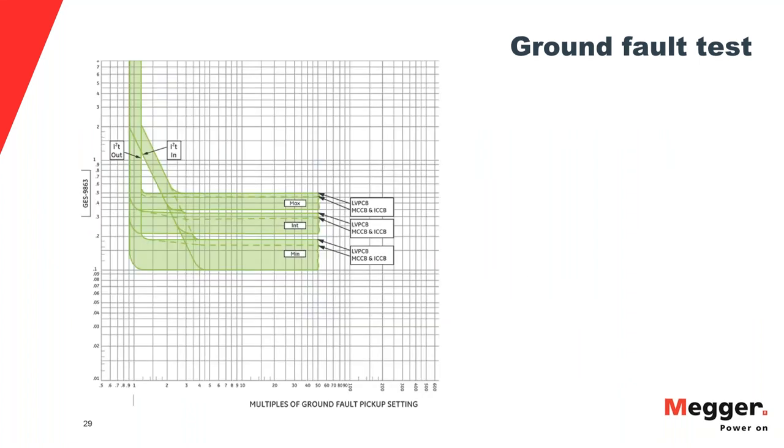So let's look at the time current curve for a ground fault test for the same trip unit. You again have two responses here, I square T in and I square T out. In I square T out, just as in the short time test, you have three bands: max, int, and min. Max has the highest trip time limits. Min has the lowest trip time limits.